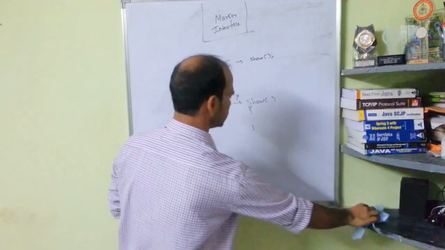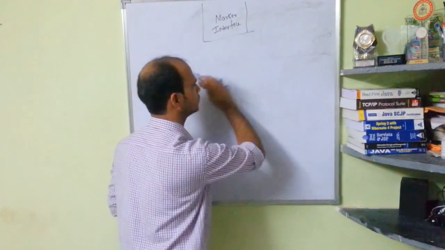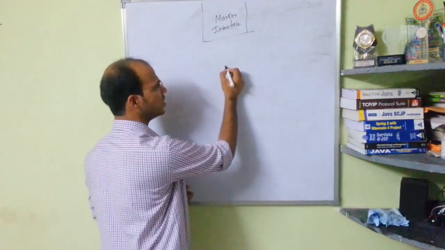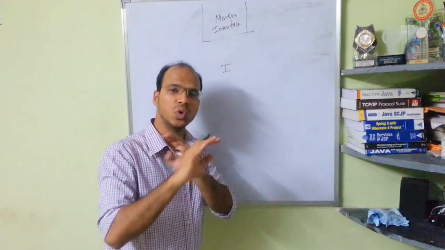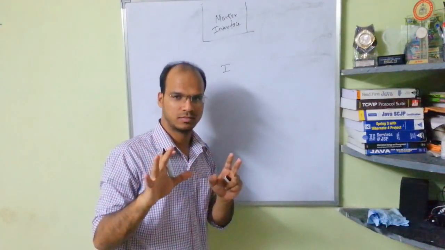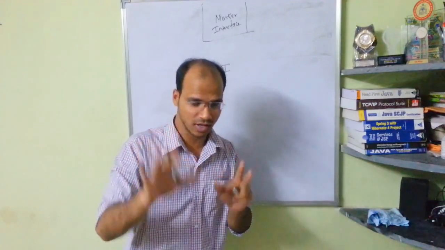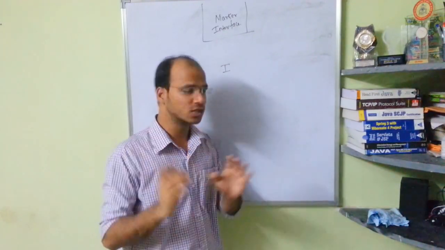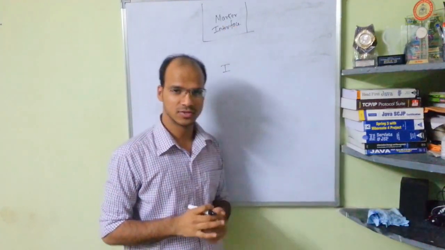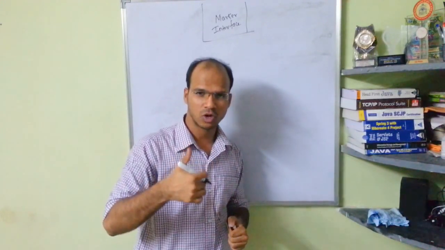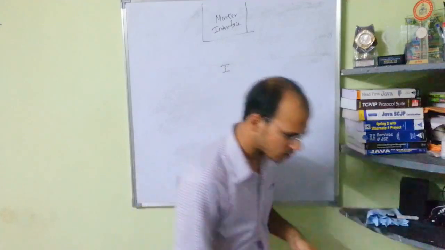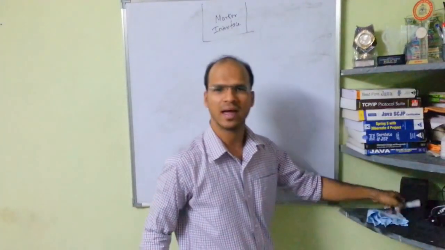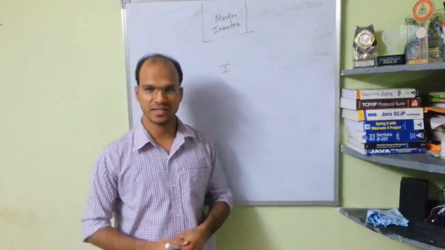Now let's suppose I have an interface, but in this interface we don't have any method. No methods, zero methods, okay? That interface is called a marker interface.